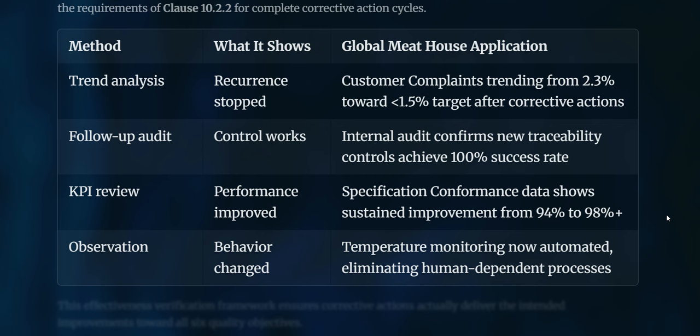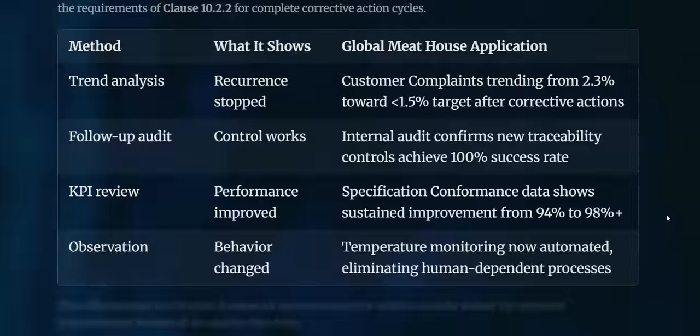The third method to verify the corrective actions is KPI review. KPI review shows performance has improved. In our global meat house application, this means specification conformance data shows sustained improvement from 94% to 98%.